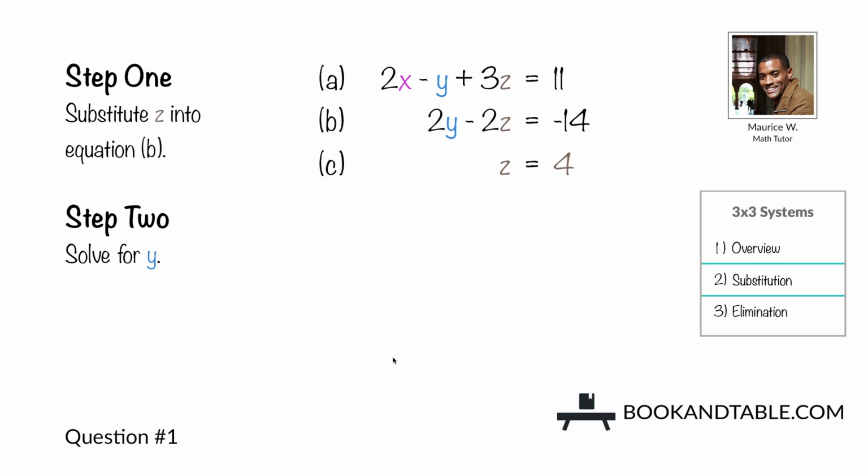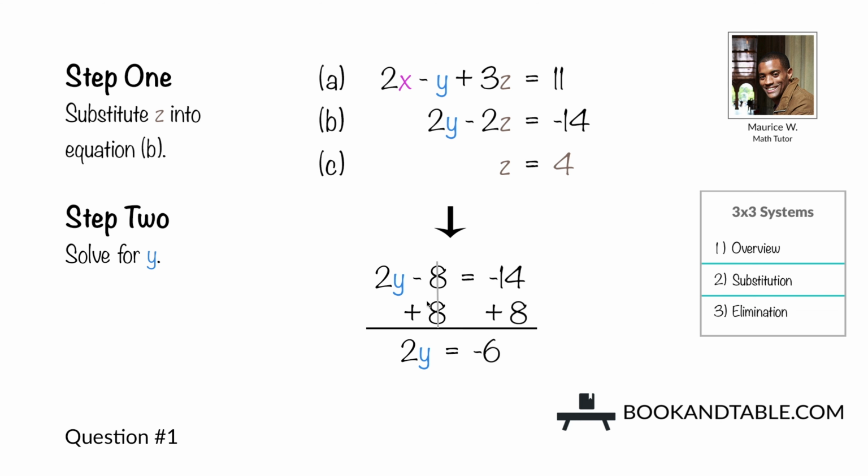Question number 1, step 1, substitute z into equation B here, and then step 2, solve for y. So when we plug in 4 for z here, we wind up with 2y minus 2 times 4 is equal to negative 14. Negative 2 times 4 is equal to negative 8. And now we can solve for y.